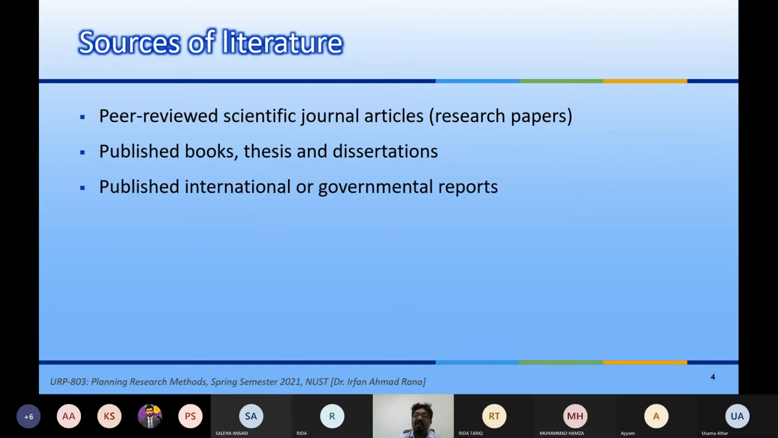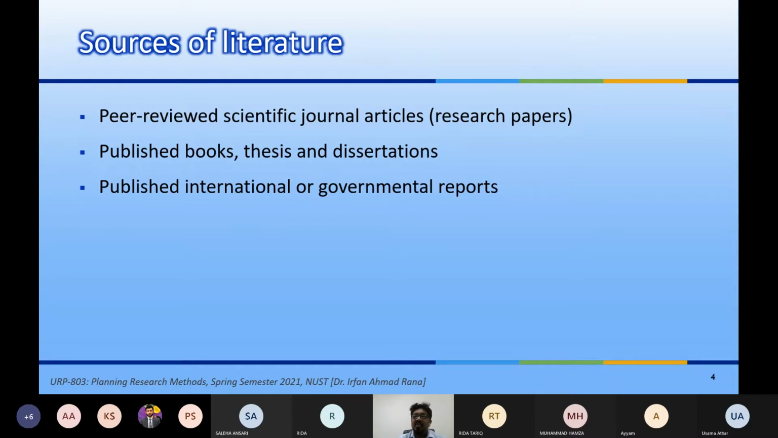Then there are international or governmental reports. Sometimes you need to get some data which is not available in the books or the peer-reviewed journal articles, especially in the case of Pakistan, when we need some data.